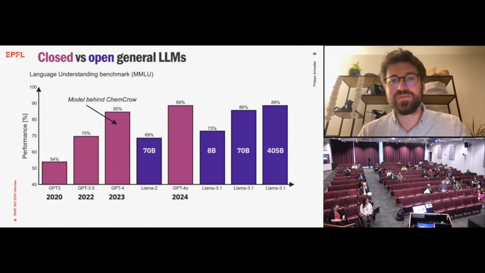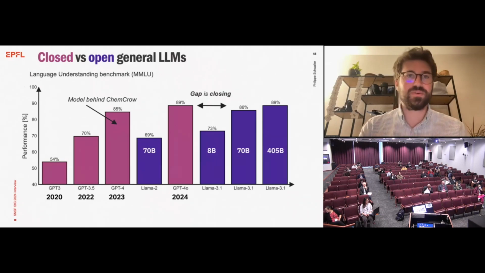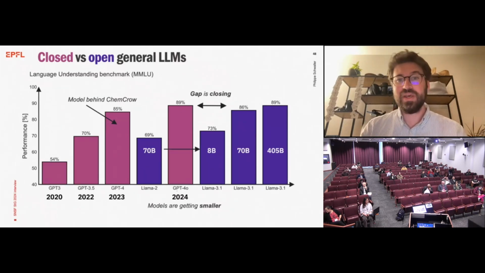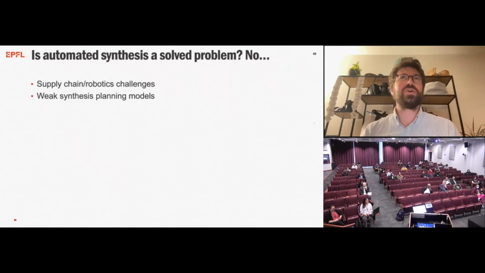This is just one of the standard benchmarks in natural language understanding. And what you can see between closed source and open models is that the gap is closing a little bit. And also models are getting smaller for the same performance. At some point, I'm sure that even chemistry will have very capable models that can be run on reasonable hardware.